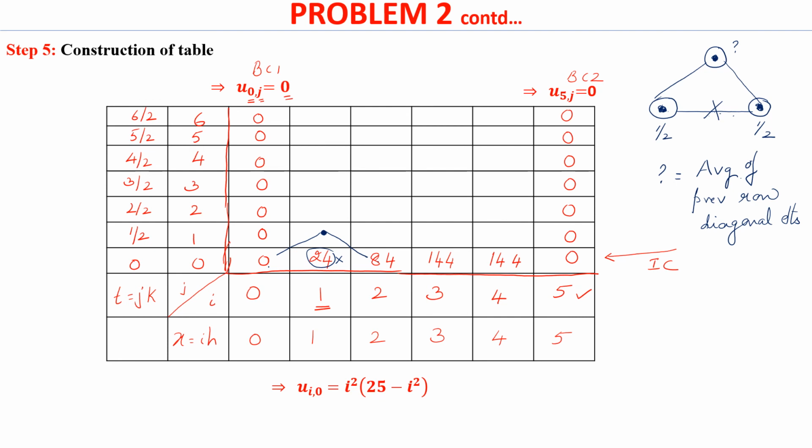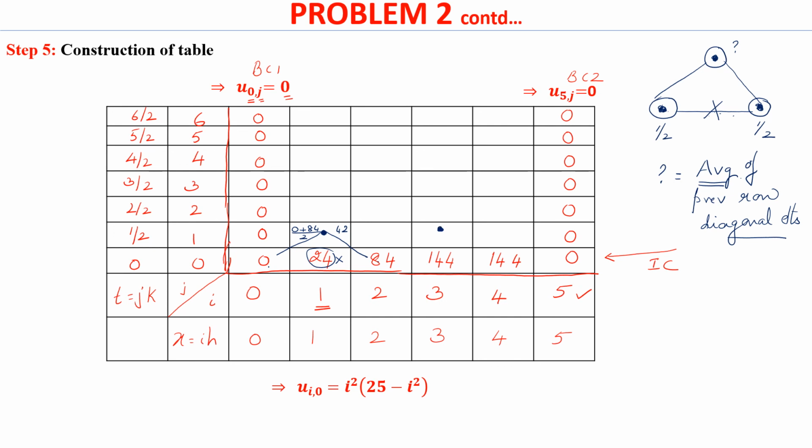When I say average, what am I doing? I am taking the two diagonal elements, adding them up, and dividing by 2. So what will be this value? It will be 0 plus 84 divided by 2. So what is it giving you? It gives you the value 42. Now look at this value.